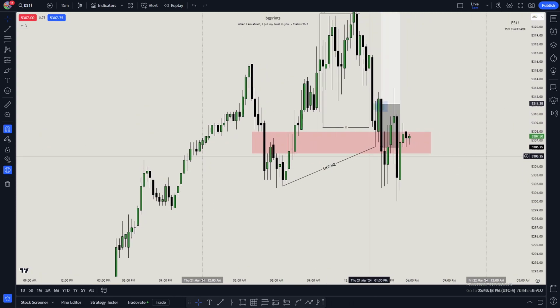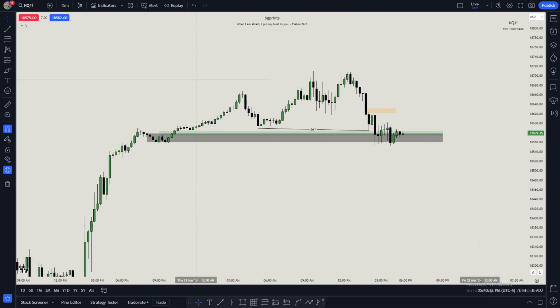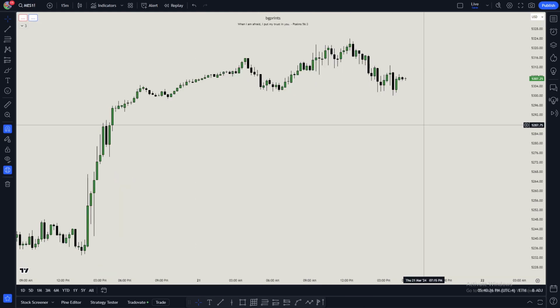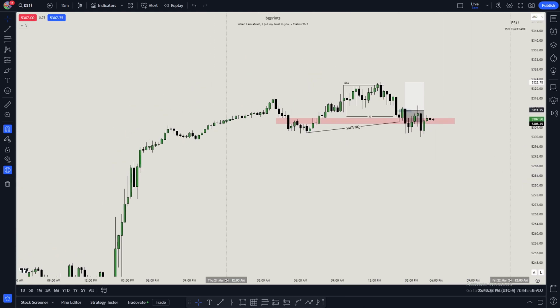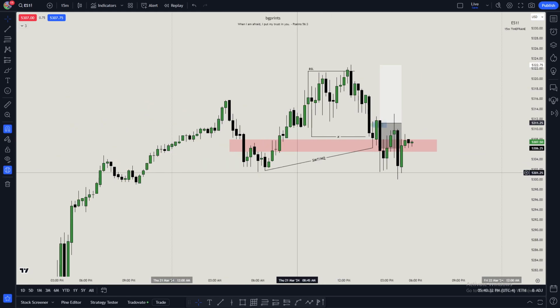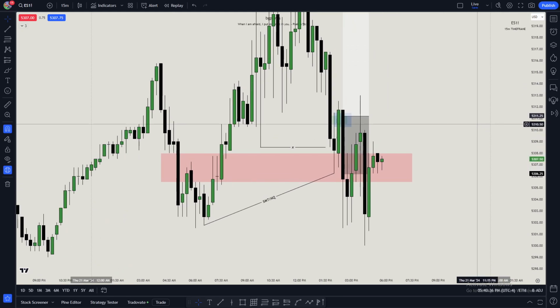We did have SMT at the time. I thought it was SMT with NASDAQ. You can see it right here. This is creating a lower low, and then ES was creating a higher high at the time. But I didn't know it was a six sister. I had no clue. So, going over the trade right here.